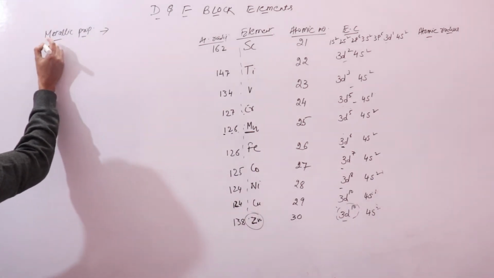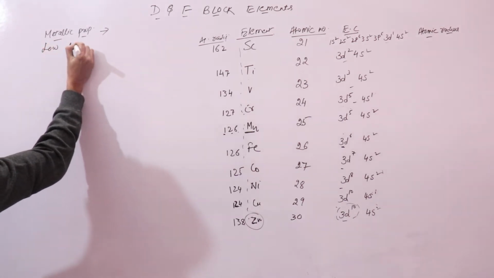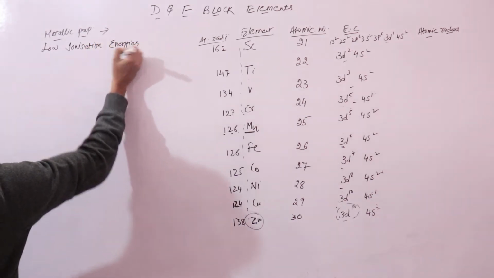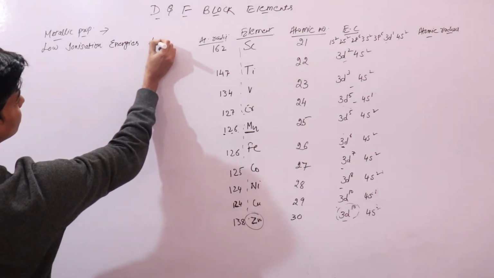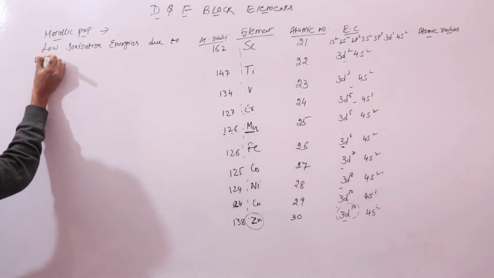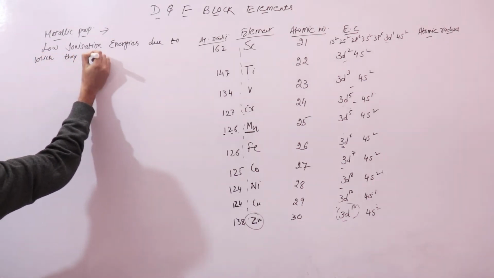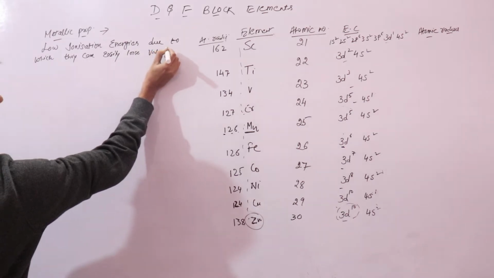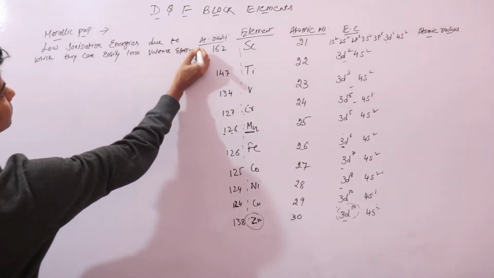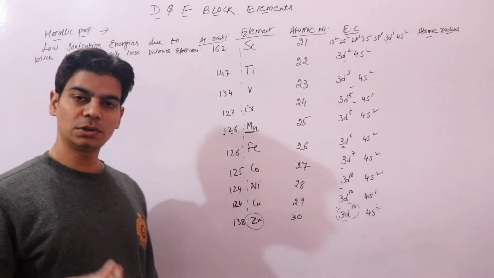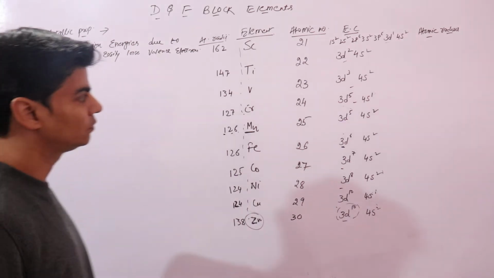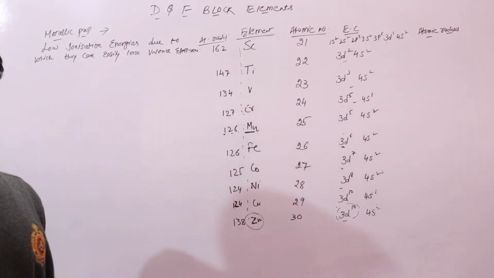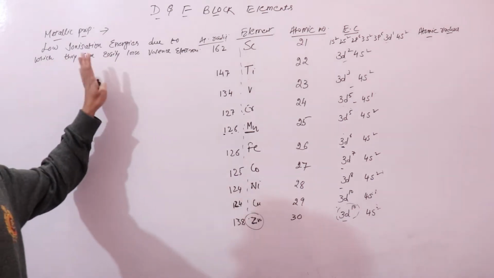So they have low ionization energies, due to which they can easily lose valence electrons. Now, since they can easily lose valence electrons, we have available valence electrons in the crystal lattice of these elements. Due to low ionization energy, we have these free electrons.